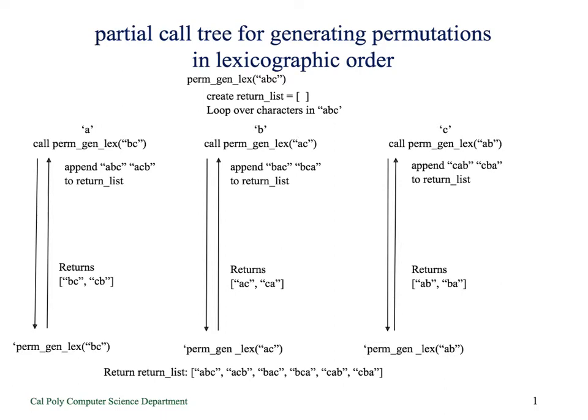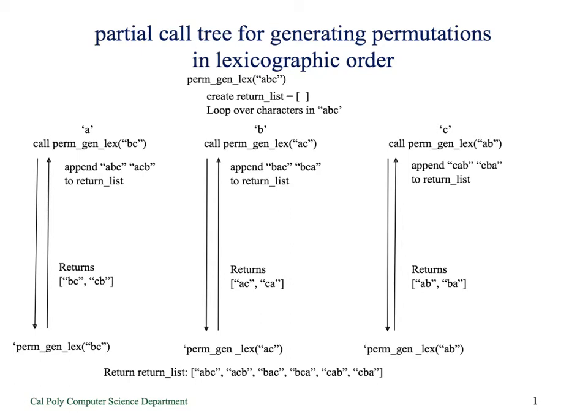So what I'm going to do in this screencast is just go through the execution of what happens in Perm Gen Lex on the string ABC. So the idea is that Perm Gen Lex is supposed to generate all the permutations of the three characters A, B, and C. So what happens is the following.